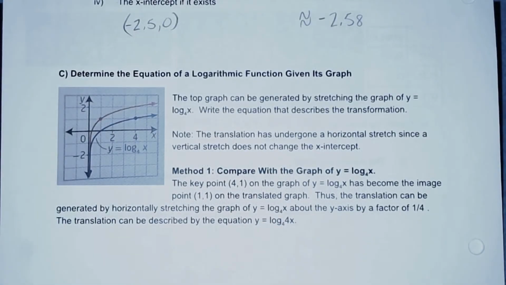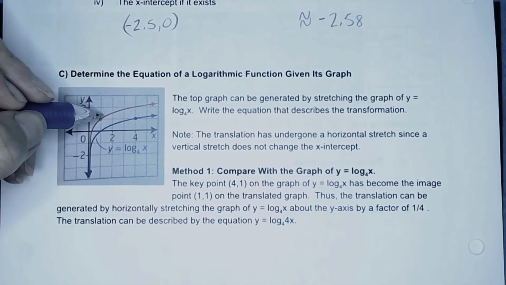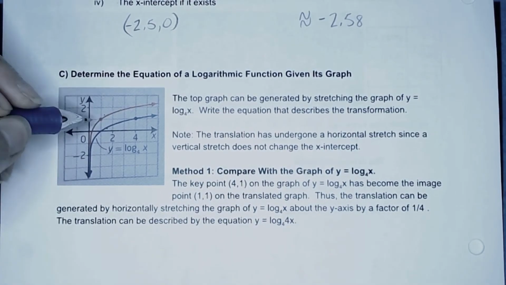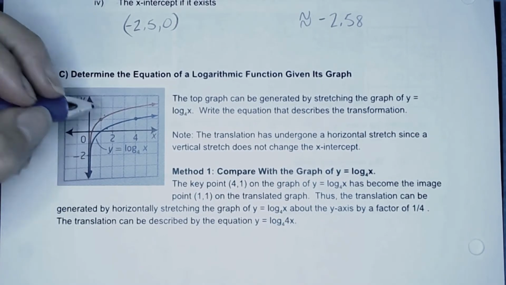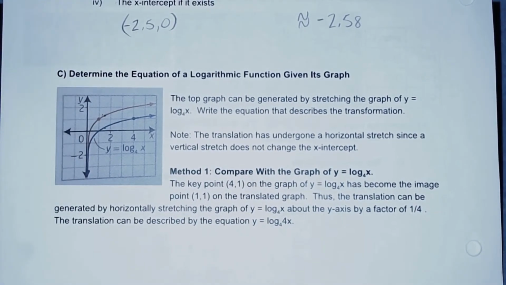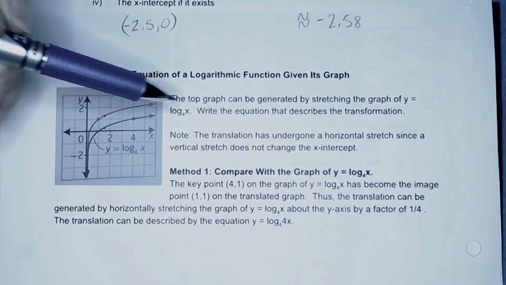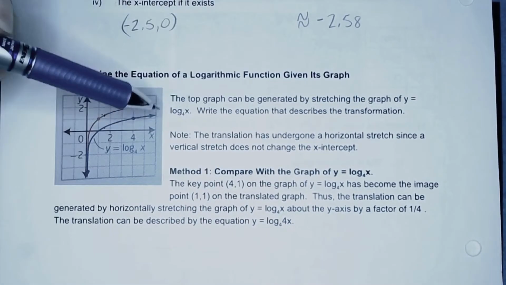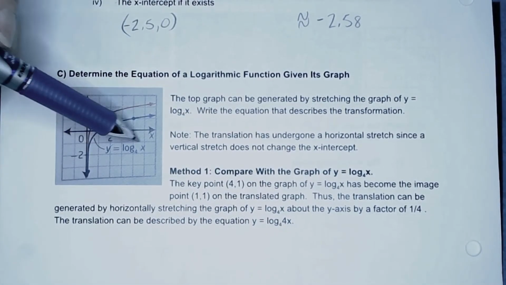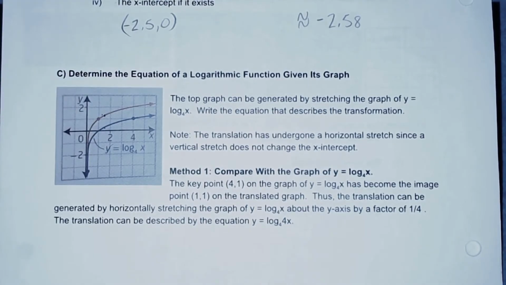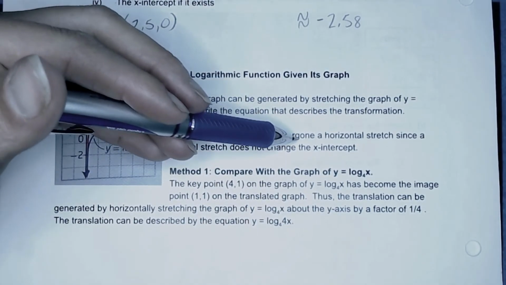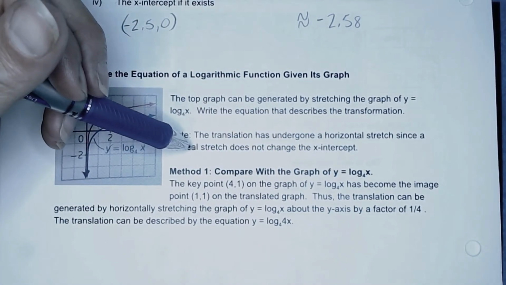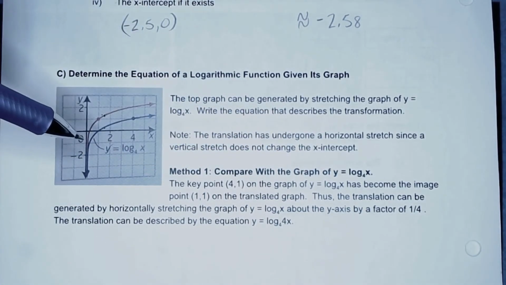Of course, like many of the other units, you're going to want to be able to determine the equation of a log function given its graph. So the top graph and the bottom graph, in the textbook, it's red and blue, but the top graph and bottom graph is how we'll refer to it. So it can be generated by stretching the graph of y equals log 4x. So here's our base function, log 4x, and then we're going to do a stretch to it. So note the translation has undergone a horizontal stretch since a vertical stretch does not change the x-intercept.